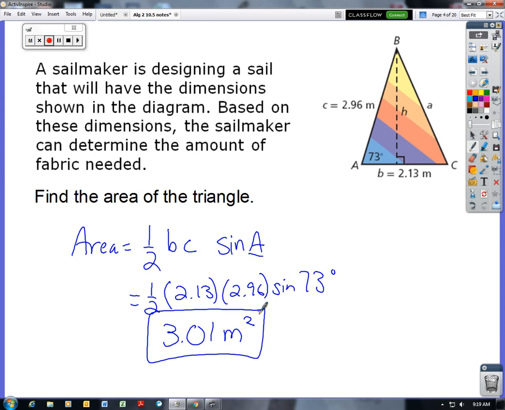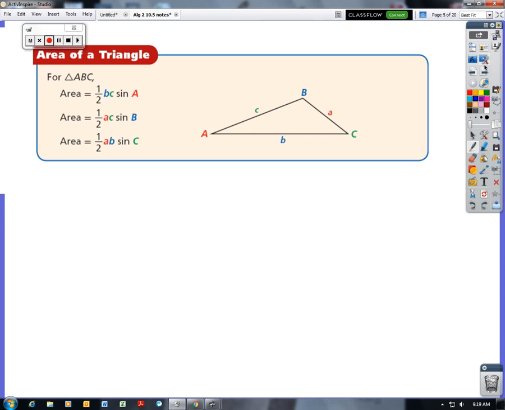And I'm just kind of looking at it to make sure it looks reasonable. Okay. Next. Okay, those are the three formulas that I introduced earlier. If you want to pause this and copy them down again, you can.